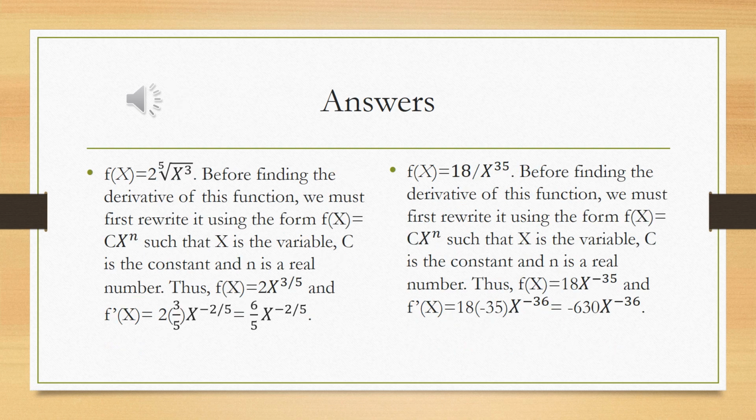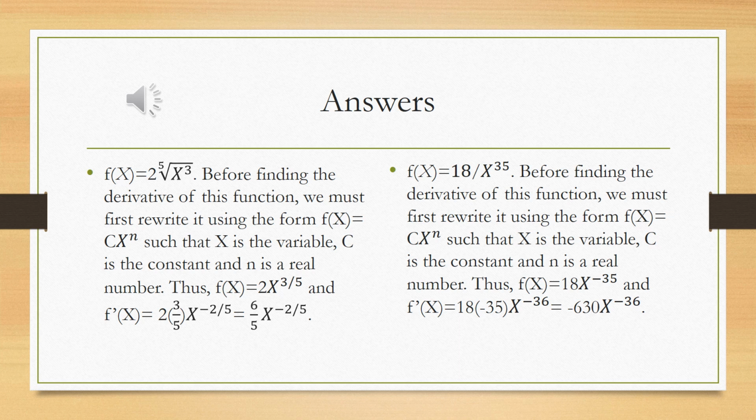F of x equals 2 times the fifth root of x cubed. Before finding the derivative of this, we must rewrite it in the form f of x equals cx to the n. Thus, f of x becomes 2x to the power 3 over 5, and f prime of x becomes 2 times 3 over 5 x to the power minus 2 over 5, which is 6 over 5 x to the power minus 2 over 5.